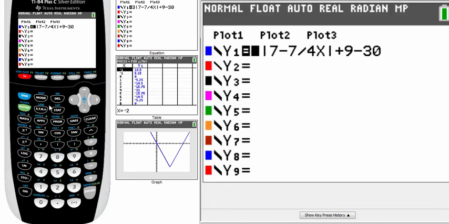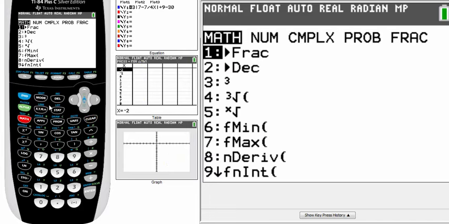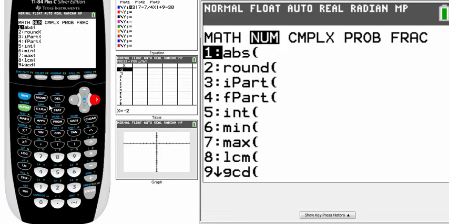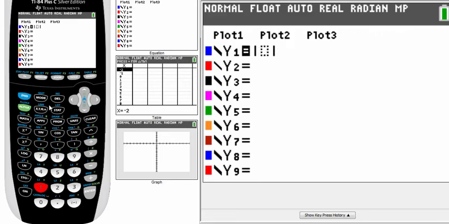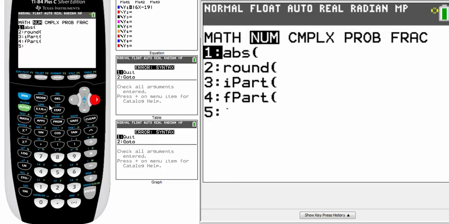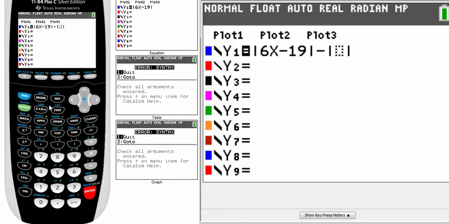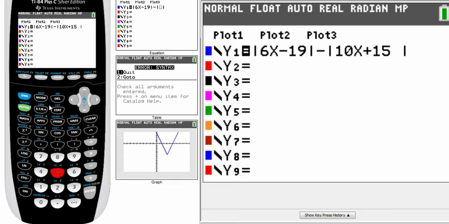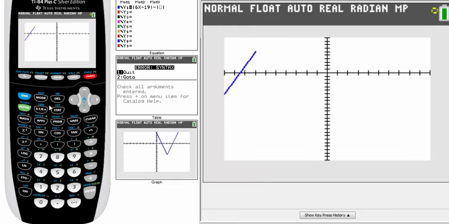So we have our y equal. So we have absolute value, math, and then we arrow over to the right under the number menu item and choose absolute value, 6x minus 19. I have to make sure we're outside that absolute value, and we subtract off the absolute value. It's under math, arrow over to number, 10x plus 15.